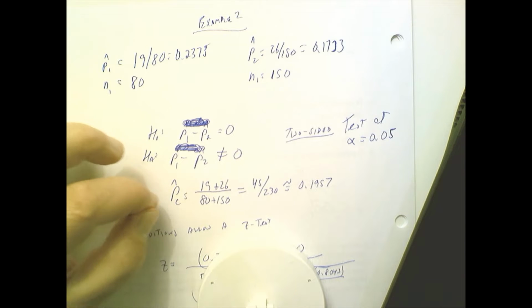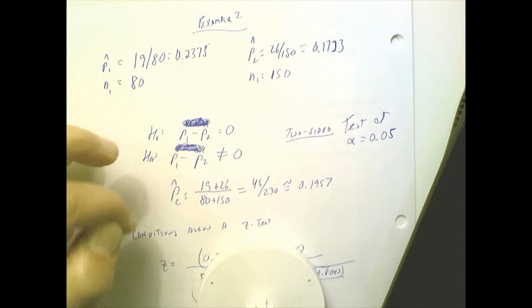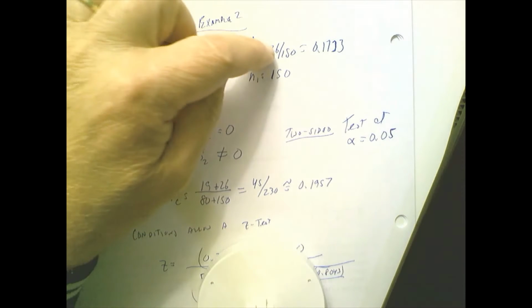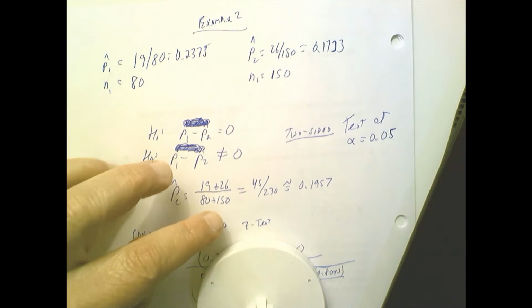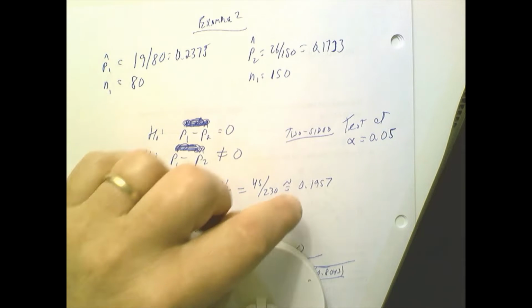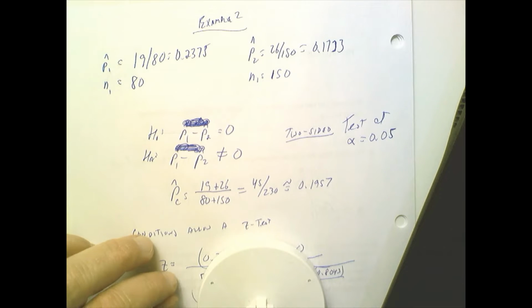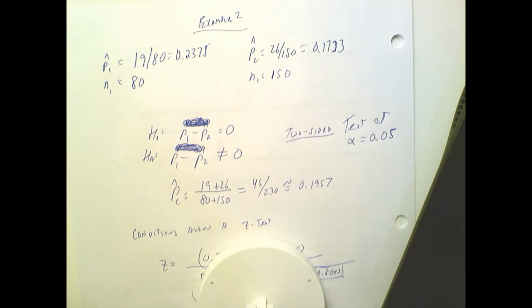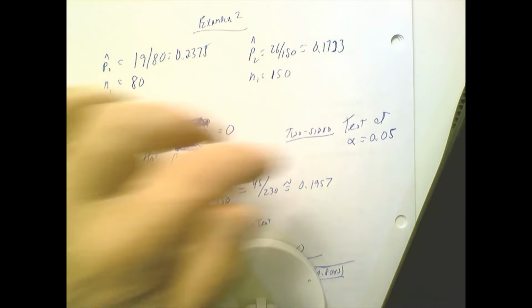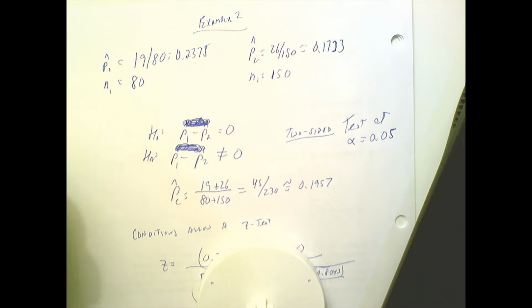What's my pooled parameter, my p-hat sub c? Well, 19 plus 26 over 80 plus 150, 45 over 230. My pooled parameter is 0.1957. I'm going to test at an alpha equal 0.05 level. The problem didn't state it, so that's what I'll set as my alpha level as I work through this hypothesis test. Now, a couple other key things.